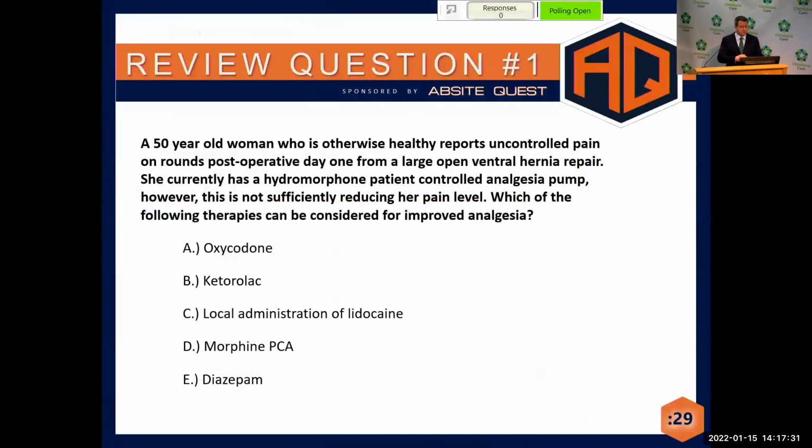All right, first review question. A 50-year-old woman who is otherwise healthy reports uncontrolled pain on rounds postoperative day 1 from a large open ventral hernia repair. She currently has a Dilaudid (hydromorphone) PCA, however it is not controlling her pain. Which of the following can be considered to improve her analgesia?